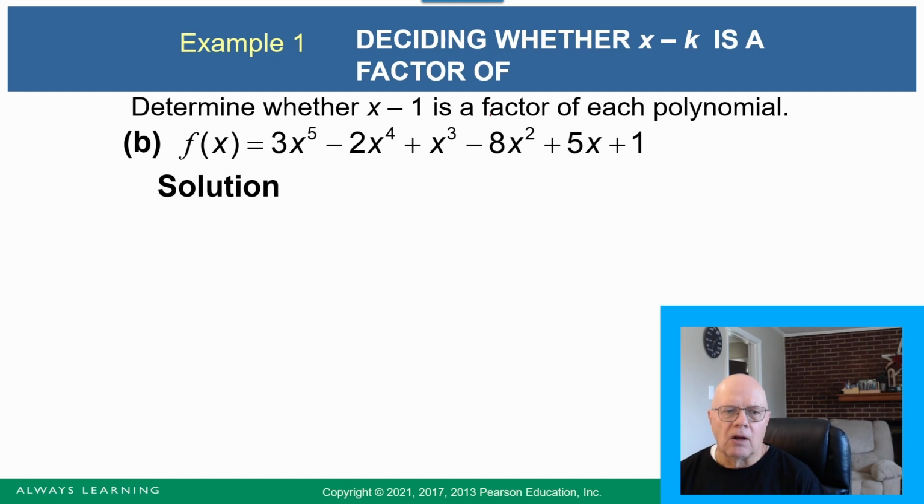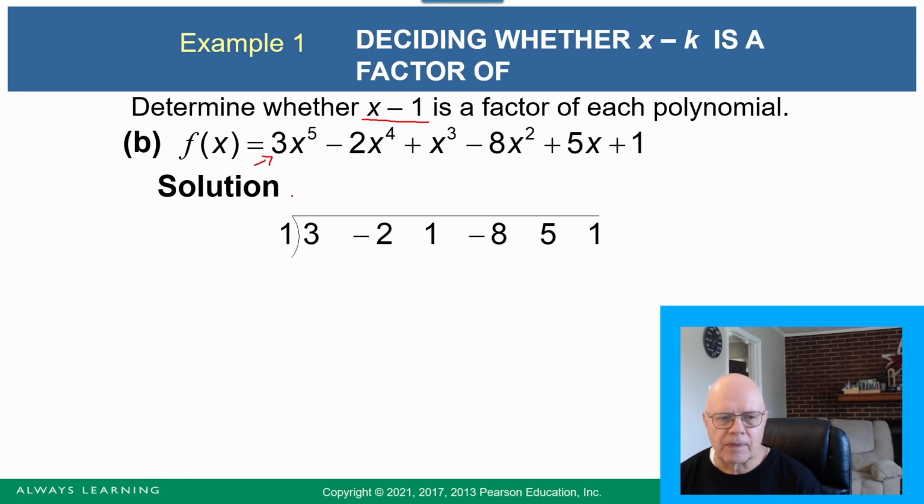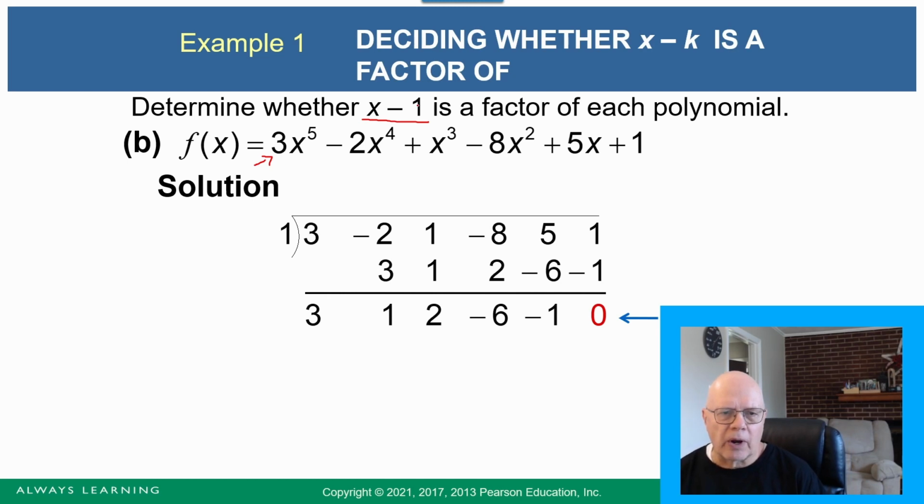Moving on, we'll look at this one. We are talking about x minus 1 again, and we're going to check it against this one. So we bring down our 1, which is the opposite of the minus 1 we see here. Bring the 3 down, multiply it times the 1, bring that result over here, add those two, and there's your next number. Take the 1 times the 1 over here. That gives us 1. Add those two 1s, and you've got 2. 2 times the 1 gives you 2 here. Add down, you get a -6.